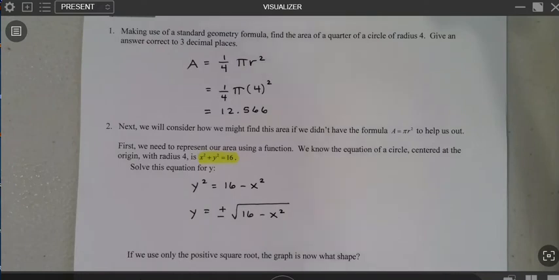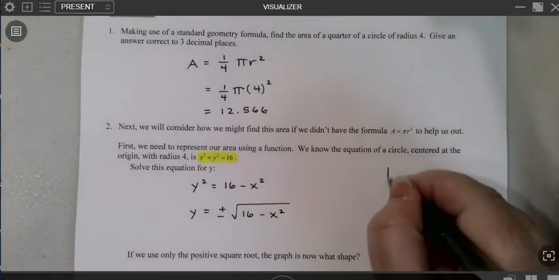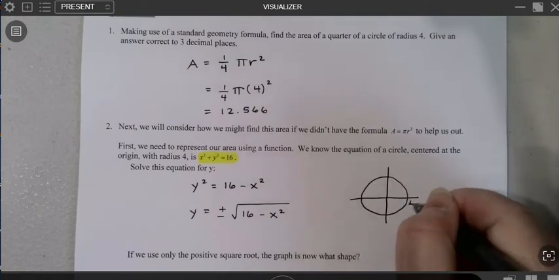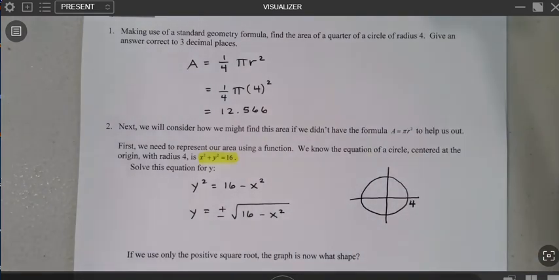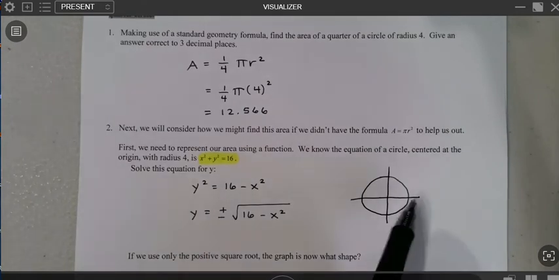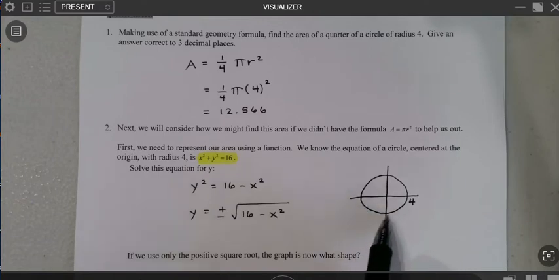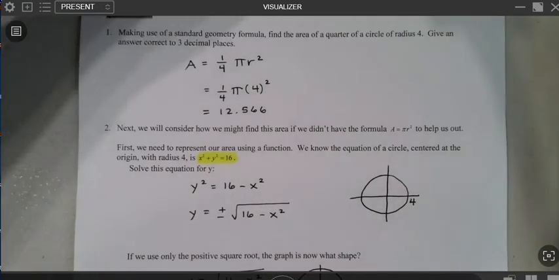That plus or minus on the y values, if you think about your circle, if you were to graph it, is saying positive y's, which would be the top half of the circle, and the negative y's, which would be the bottom half of that circle. So if I choose just the positive square root, I'm going to have just the top half, going from -4 to 4. Whoops, sorry about that.